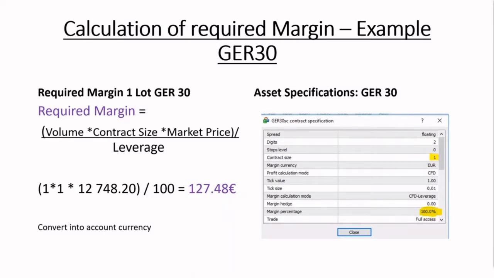Please keep in mind that instruments are noted in different currencies and you need to convert the result into your account currency. This means if you are holding a USD account, all results which are in USD you don't need to convert, but all the other results which are in Euro, Japanese yen or British pounds, you need to convert into dollars.